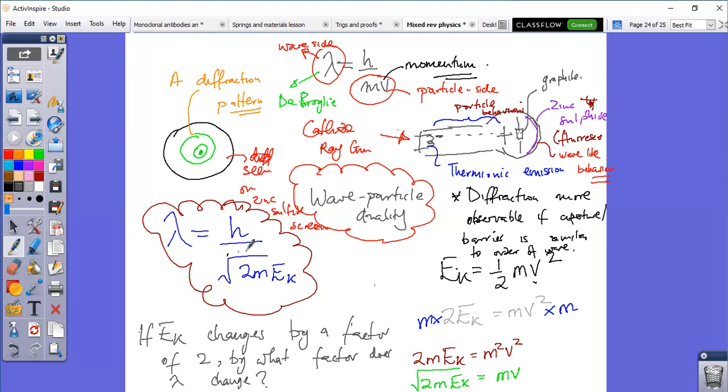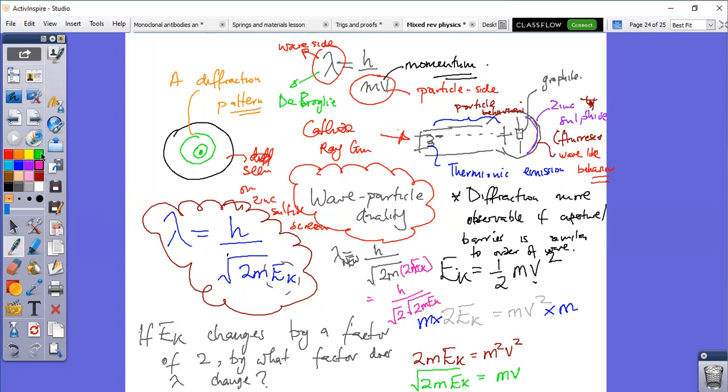Okay. I will just use letters. It's a bit of a skill as well for you to see demonstrated. So h over root 2m Ek. Now I want to work out what my new lambda would be. My Ek, however, is twice the original value. Sorry, 2Ek. So what do I see here now? I can see that I can take out this 2 from here, but I have to take it out as a root 2. And then I still have the same thing, 2m Ek.